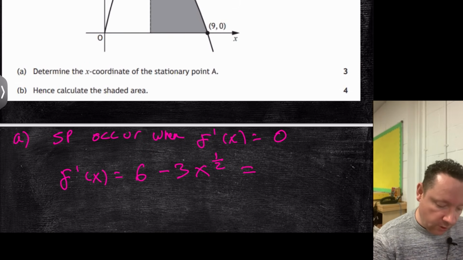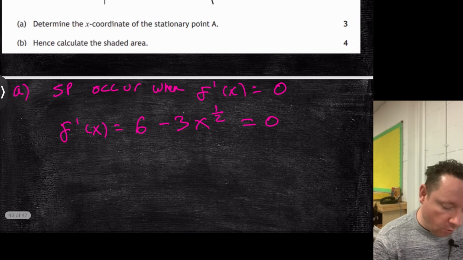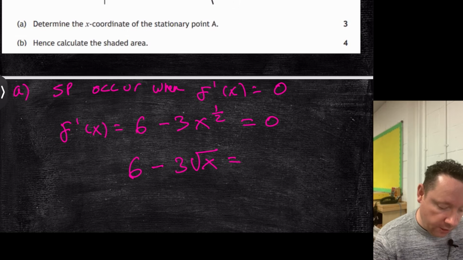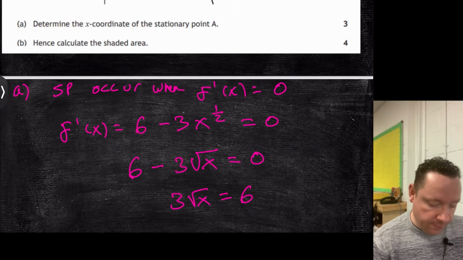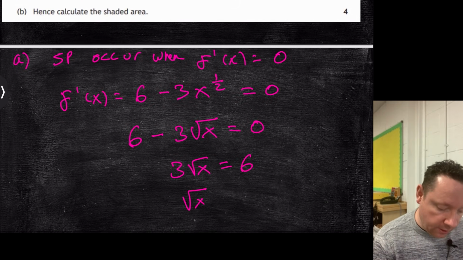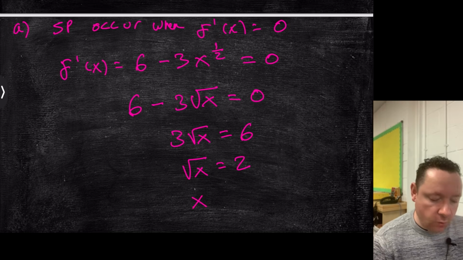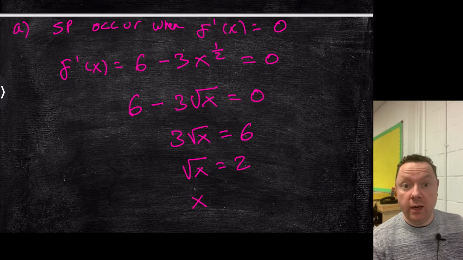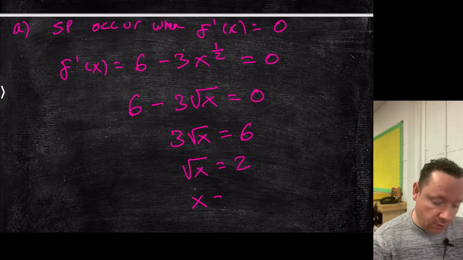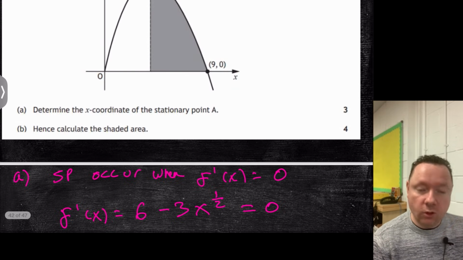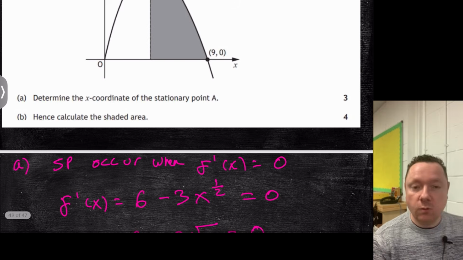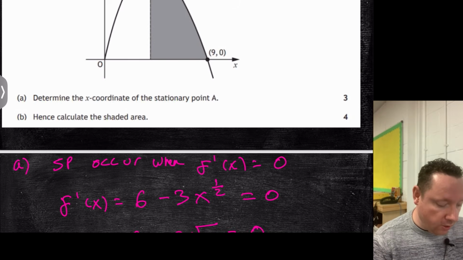So making that equal to 0, we've got a little equation to solve. So I'll do 6 minus 3 root x equals 0. 3 root x, the subject, equals 6, moving it over to the right. So the square root of x equals 2, 6 divided by 3. If the square root of x is 2, by squaring both sides, x must equal 4. And that's the x-coordinate of the stationary point. It doesn't ask for the y, so we'll just move on and say hence calculate the shaded area.